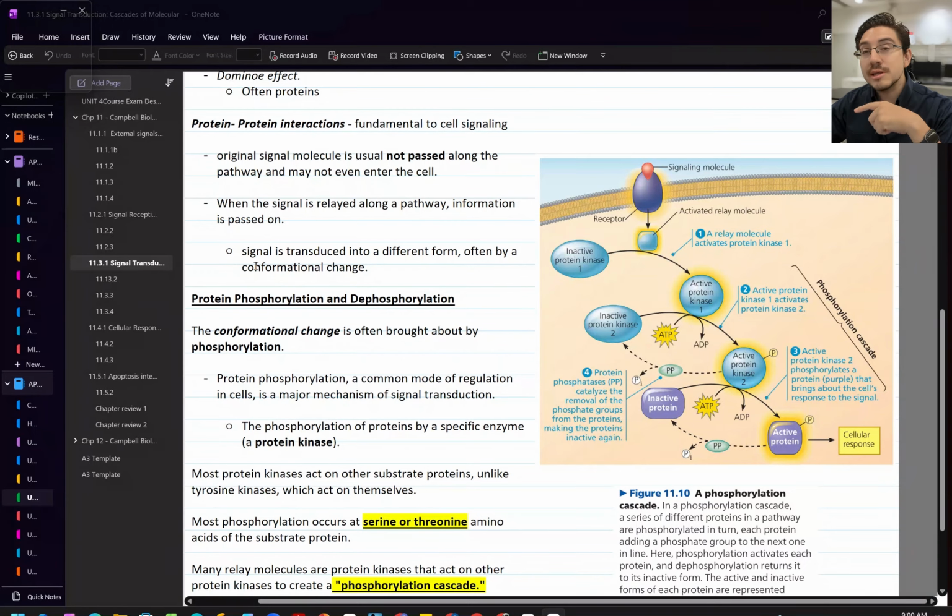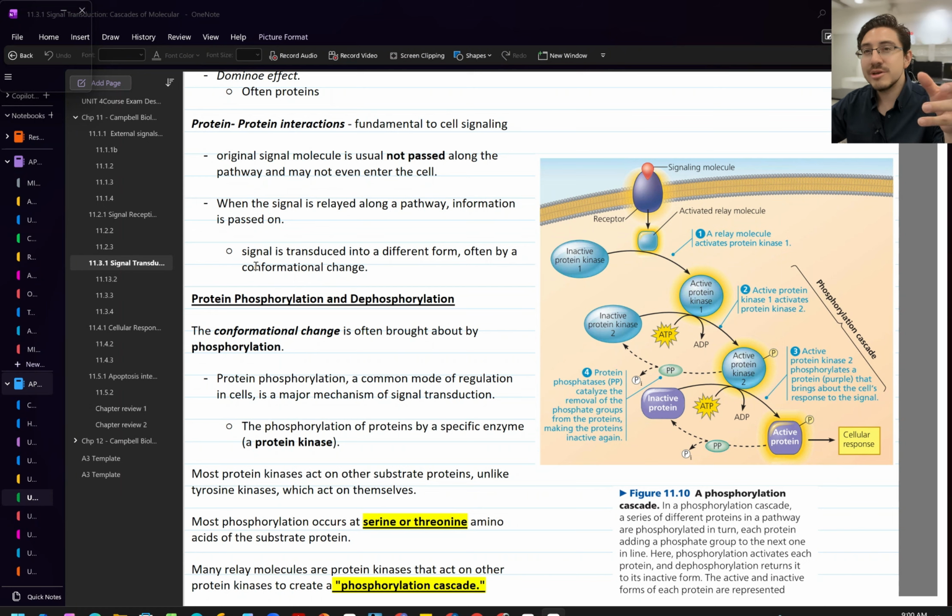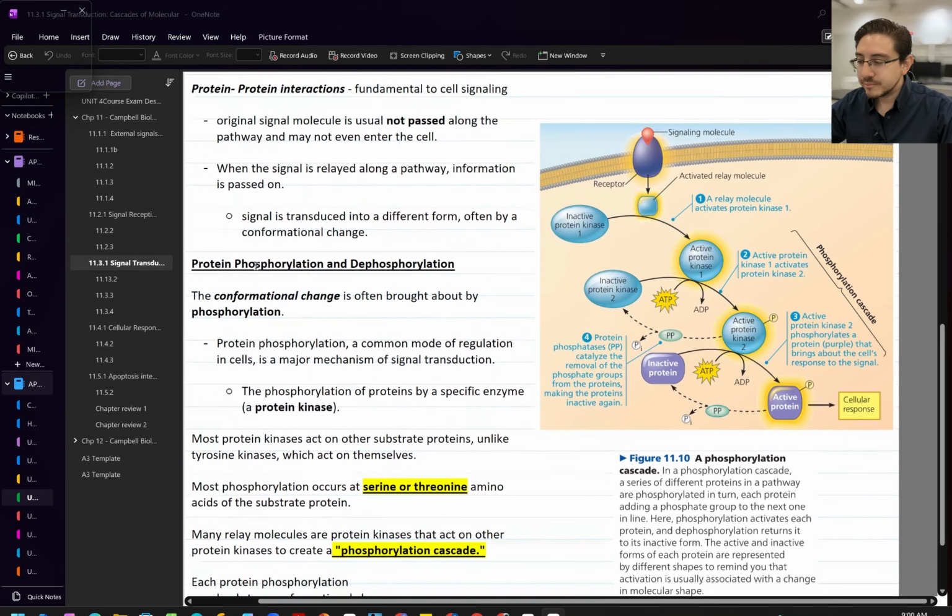Usually, most often than not, the original signal molecule, the ligand, doesn't really pass along the pathway or even enter the cell. So the signal, hence the name transduction, right? It's transduced, it's passed through, relayed from one molecule to the other, to the other, to the other, ultimately to get some effect.